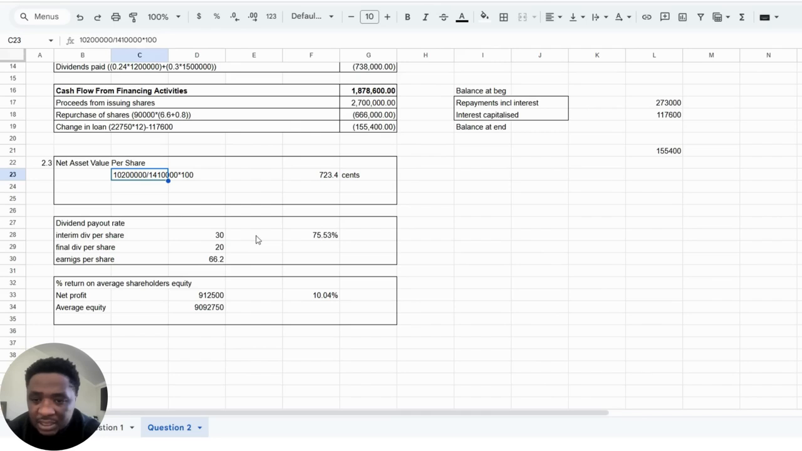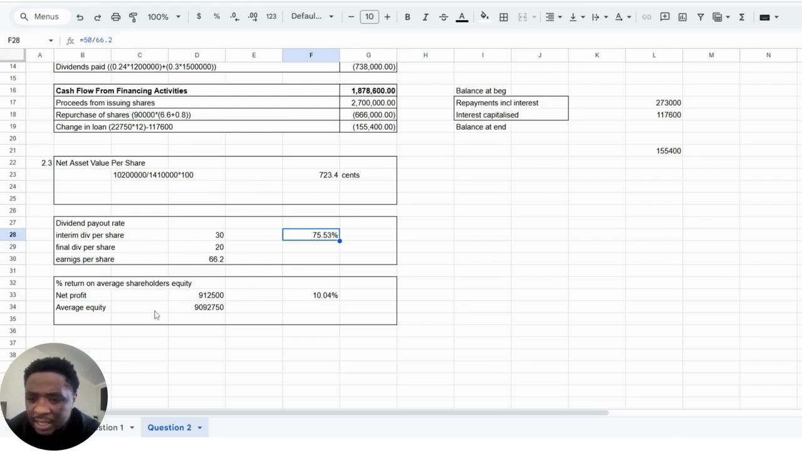And then after that, you say 30 plus 20, which is 50 cents, and then you divide by 66.2, multiply by 100, and then you're going to get a percentage of 75.53%. This is the amount that has been paid out from the earnings per share towards dividends, which means that the business retained just around about 24%.